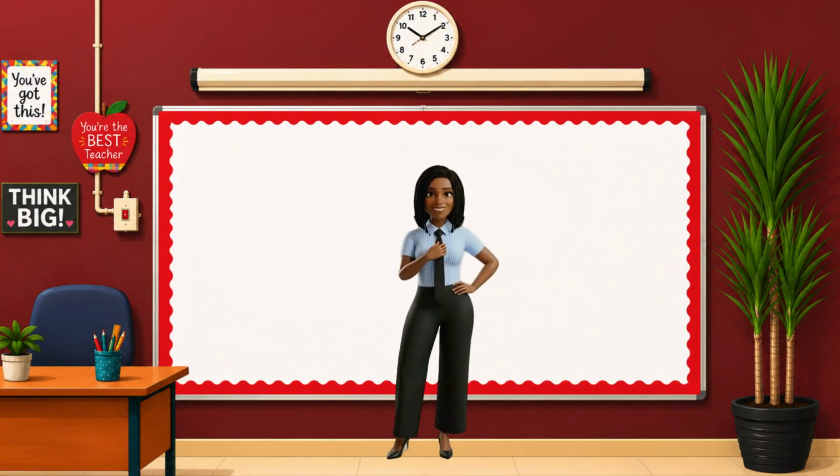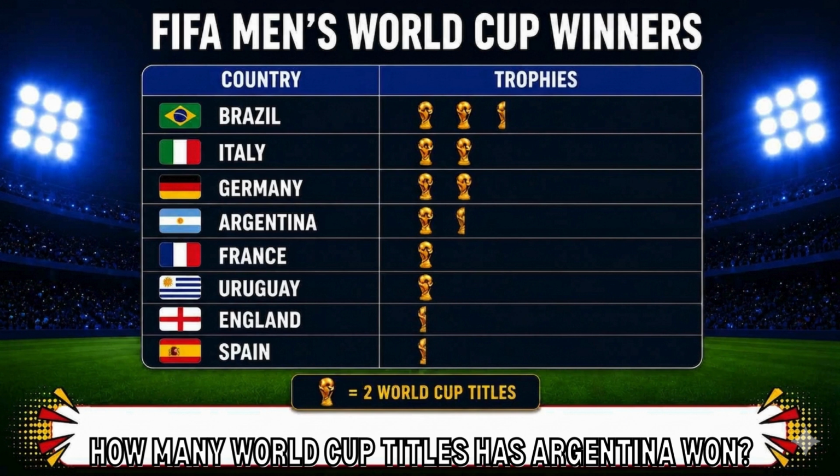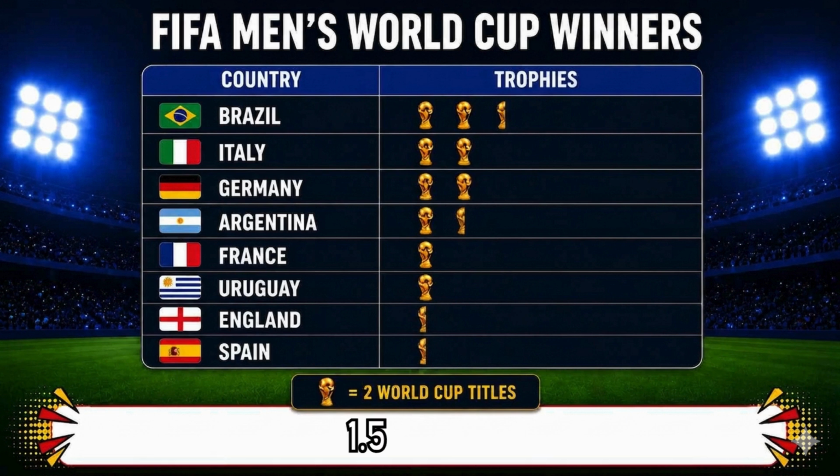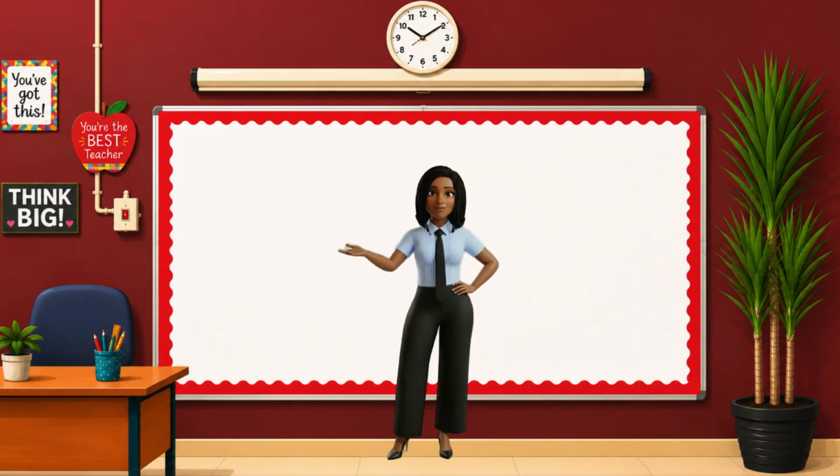Let's look at another question. How many World Cup titles has Argentina won? Argentina has 1.5 trophy symbols in the pictograph. Since each trophy represents 2 World Cup titles, we simply multiply 1.5 by 2. 1.5 by 2 is equal to 3. Therefore, Argentina has won 3 World Cup titles.